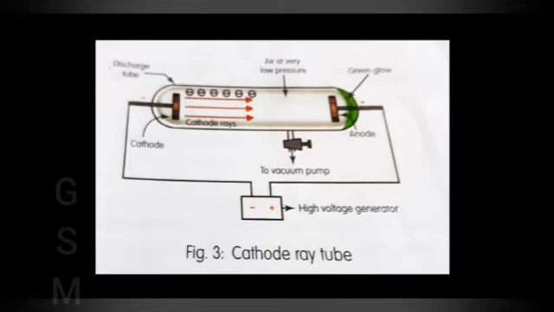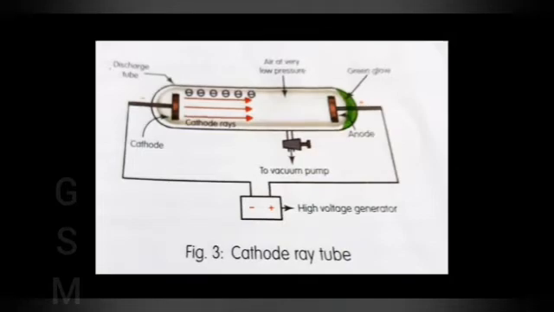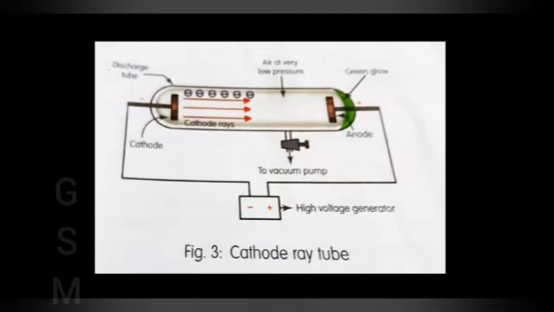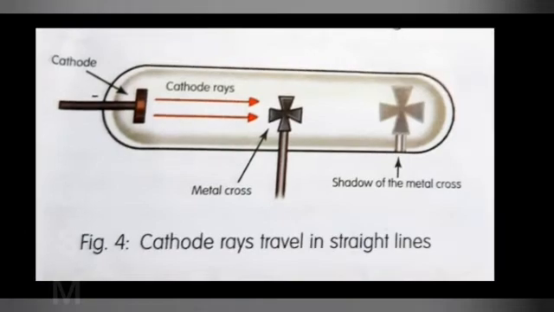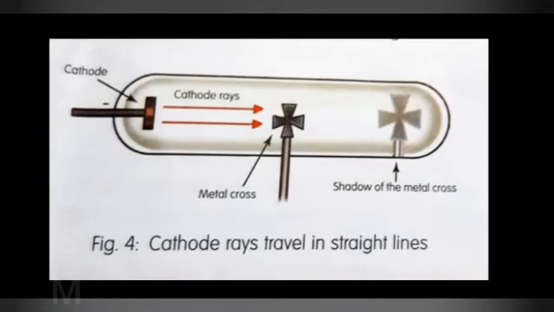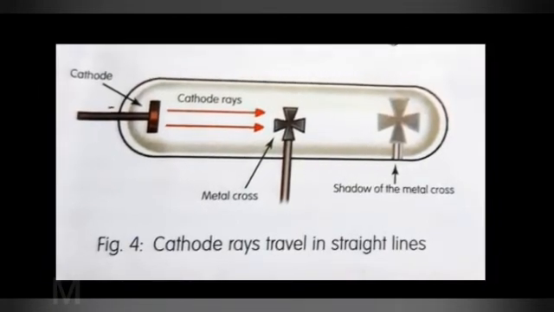These rays were called cathode rays as they seemed to originate at the cathode. The discharge tube was called a cathode ray tube. J.J. Thomson conducted many experiments on cathode rays to study their properties. Some of the properties of cathode rays are: these cathode rays travel in straight lines as they form a shadow of an object placed between the anode and the cathode. So he concluded that cathode rays travel in straight lines.